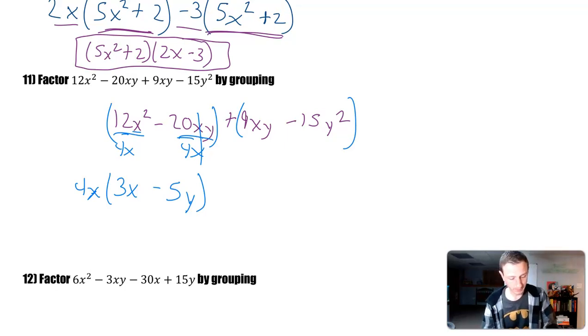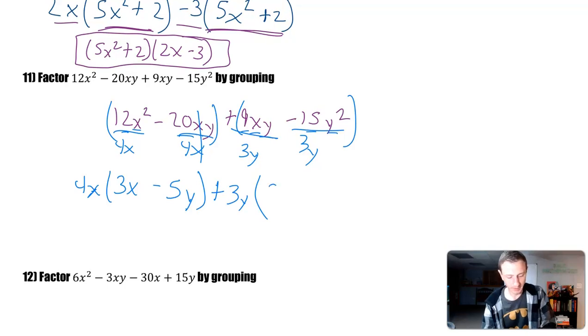And then the second term, I could take out 3, right? Because 3 goes into 9, 3 goes into 15. So let's take out a 3. What else? I cannot take out an x because this term doesn't have an x. I can take out a y, so let's take out 3y. Dividing both by 3y.